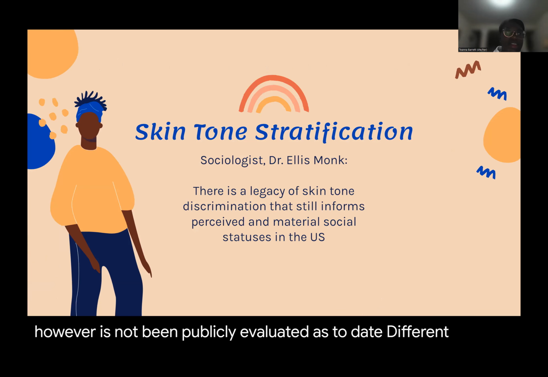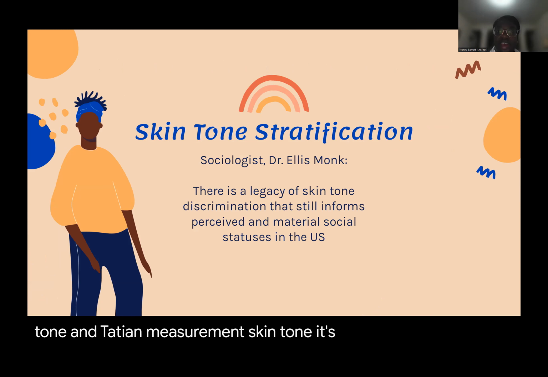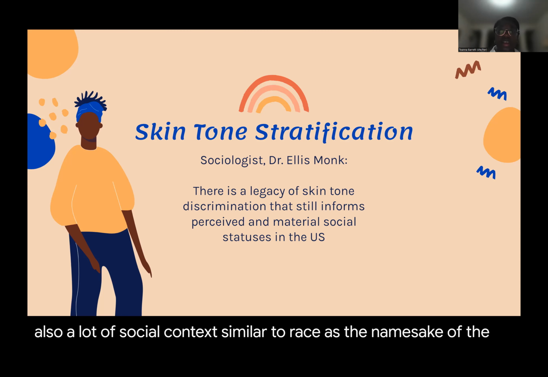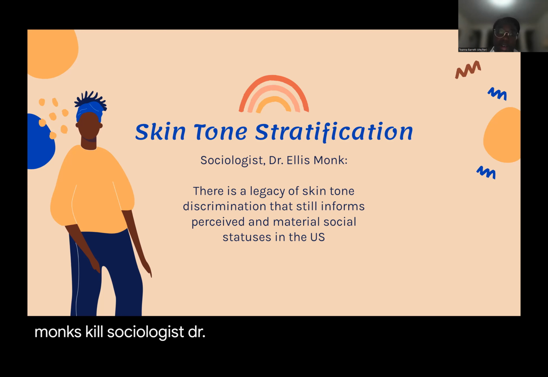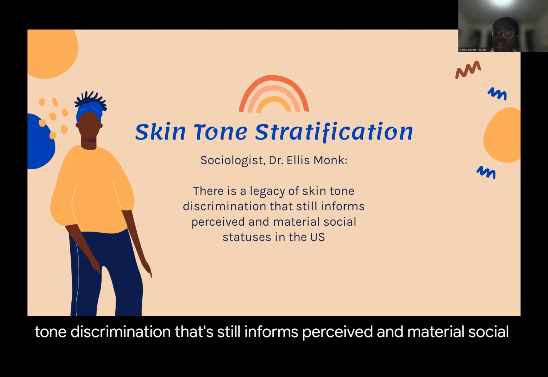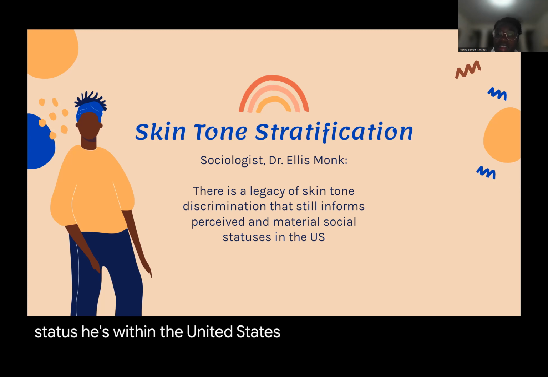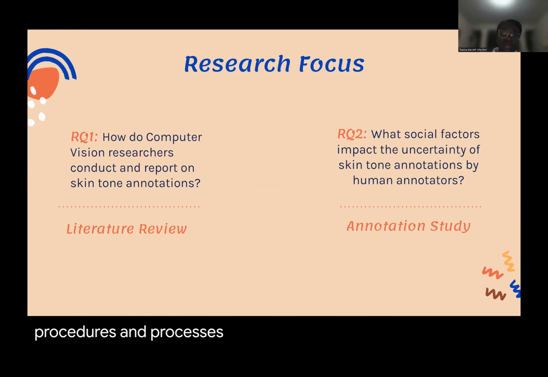In addition to skin tone annotation measurements, skin tone itself is embedded with a lot of social context, similar to race. As Dr. Monk, the sociologist and namesake of the Monk scale, explains, there's a legacy of skin tone discrimination that still informs perceived and material social statuses within the United States. And these statuses can be implicitly and explicitly embedded in the perspectives of potential annotators and the designers of these skin tone annotation procedures and processes.